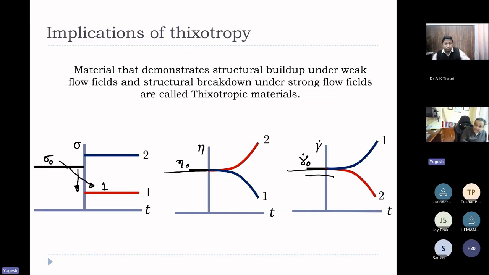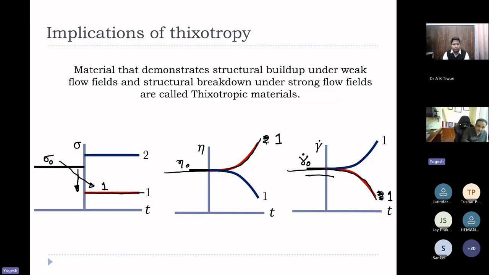When you reduce the shear, when you reduce the gamma 0 over here, this stress, to a lower stress, structure starts building up, which simply means that gamma dot starts decreasing. So here it should not be 2, but it should be 1. Gamma dot starts decreasing. Because the structure starts building up, the viscosity starts increasing. So here also it should be 1.